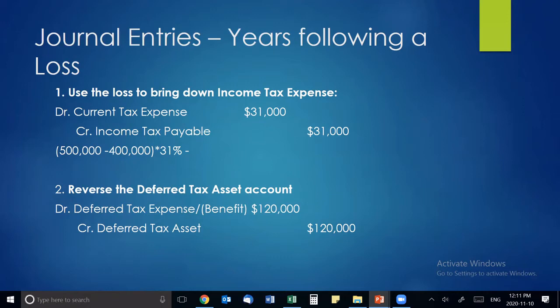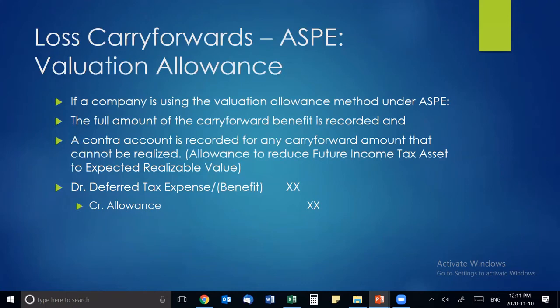If we didn't use up all of the loss, we wouldn't have to get rid of all of the asset. We would only get rid of the asset portion that we've used up. And I'll show you when we do the Excel example of how to record that. Okay, so just one complication to this.